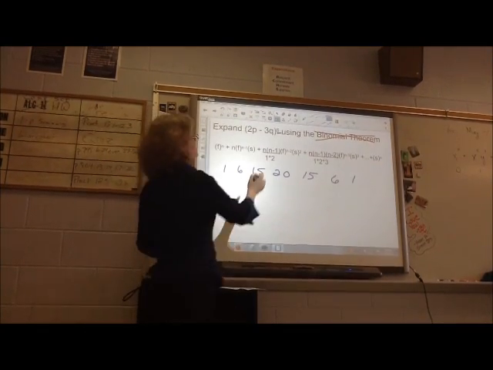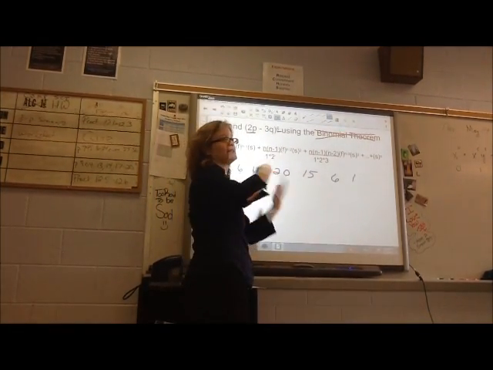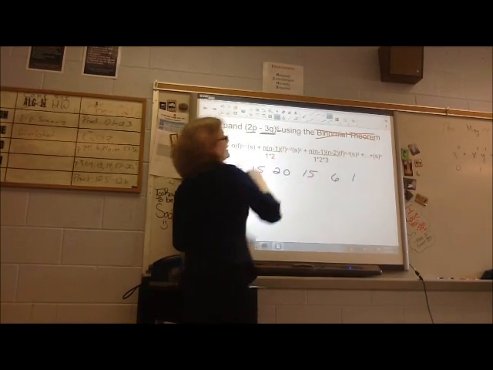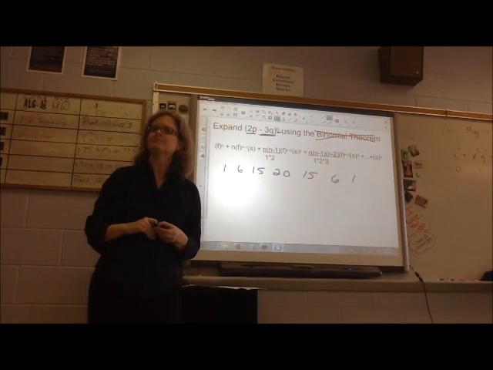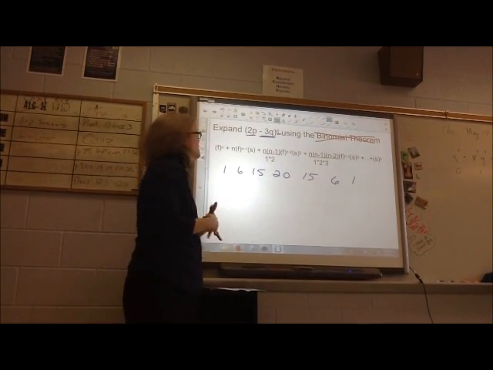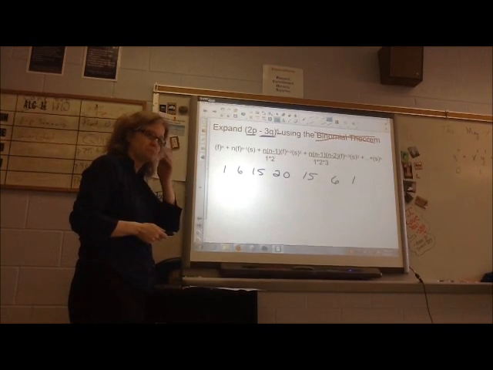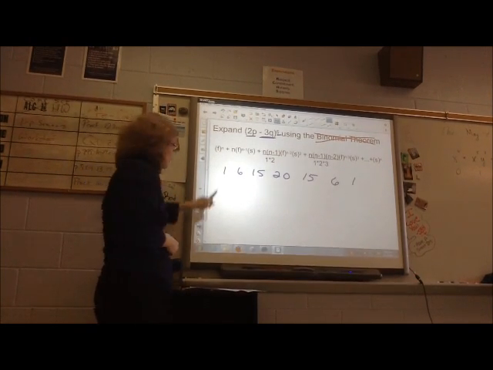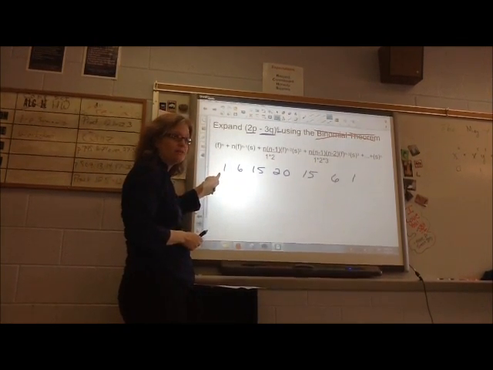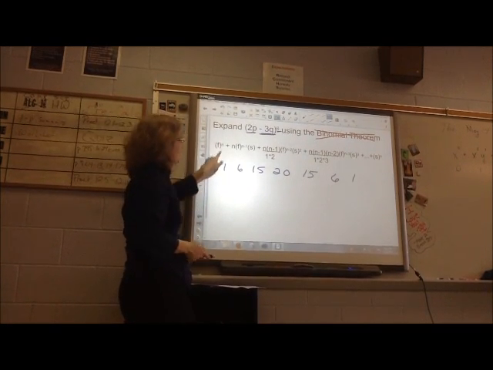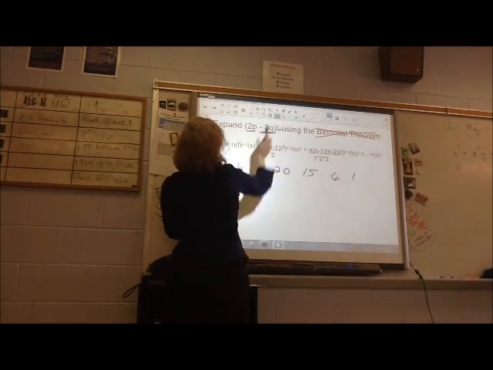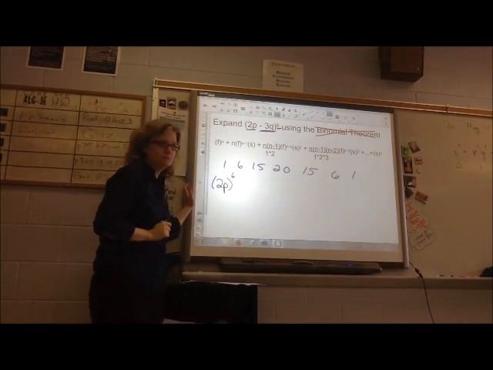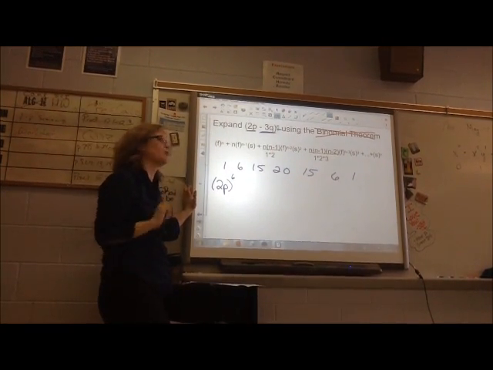We're still going to have to deal with the 2 getting raised to various different exponents and the -3 getting raised to various different exponents. But it will make it a lot quicker. So, my first coefficient will be 1. I don't really need to write that. Times my first term, 2p, to the nth power, 6. So far we haven't saved any time yet. We will.